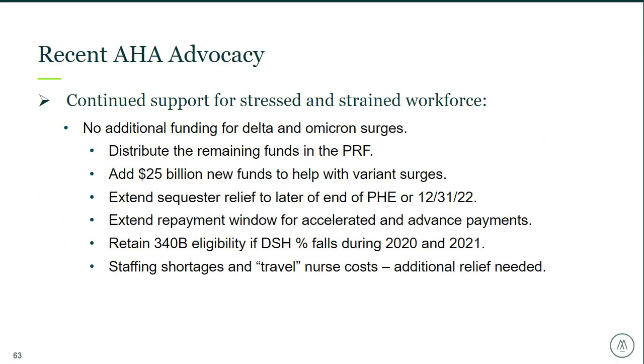Now, as you all know, your advocacy groups, both through AHA and state hospital associations, continue to be engaged. There's been a lot of discussion about how to treat some of the provider relief funding and the extension of the sequester relief that's currently in place. Also, with regard to the repayment of the accelerated and advance payments. And then I think you saw there was some movement on relief related to qualification based on DISH factors for 340B eligible hospitals, although it was in a narrow span of time.